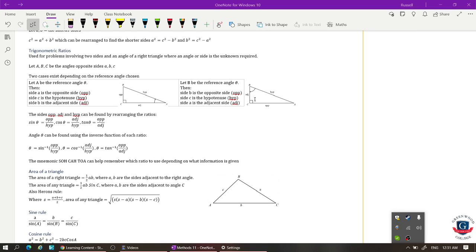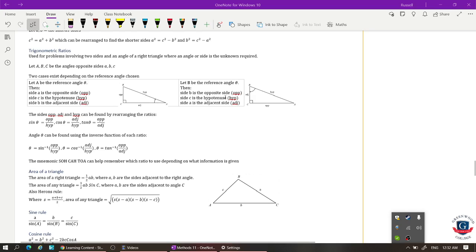So some things to note with this is we're dealing with a triangle ABC and we need a reference angle. The reference angle dictates which sides are the opposite, adjacent and hypotenuse. In this case, if that was the reference angle, that would be opposite, that would be hypotenuse, and the remaining side would be the adjacent side. The one next to the reference angle, that's not the hypotenuse.